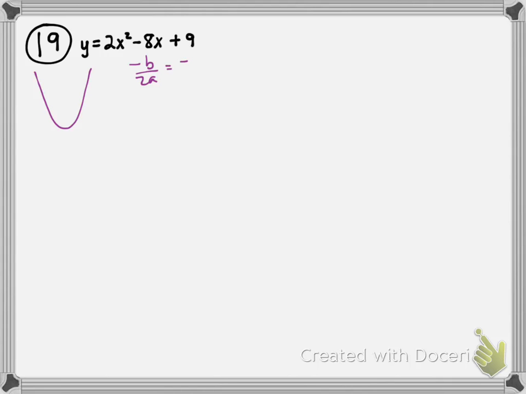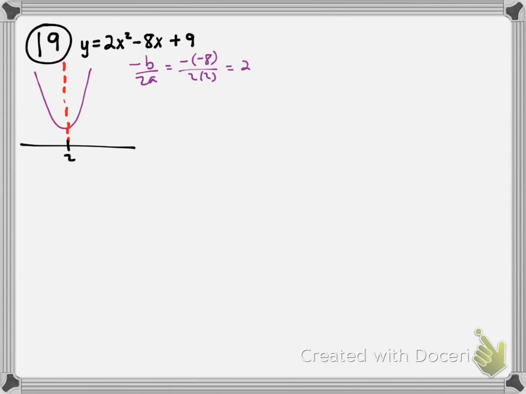Negative b would be negative 8 over 2a, which is 2 times 2. And so we get 8 over 4, and 8 over 4 is 2. And if we wanted to, we could figure out what the y-coordinate of the vertex is, but we don't really need that. What we really do need to know, or we're concerned about, I guess, would be that the vertex is somewhere when x is equal to 2. We don't even care really how high or low this function is.